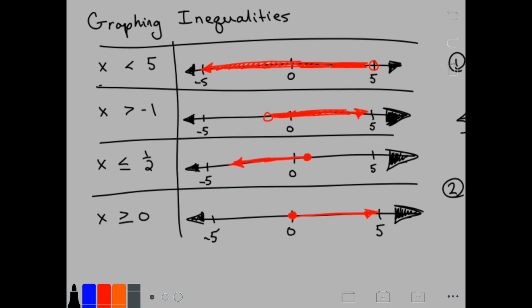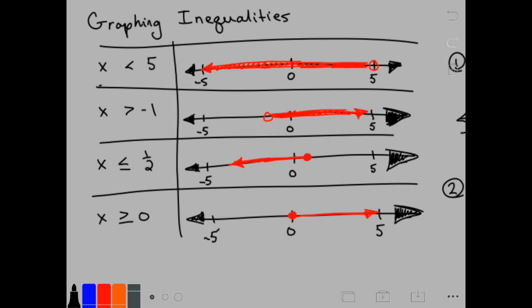All right, let's talk briefly about graphing inequalities. When we graph an inequality on a number line, there are 4 different possibilities. For less than, we have an open circle, and we shade to the left. Greater than, we have open, shaded to the right. The greater numbers on a number line are to the right.